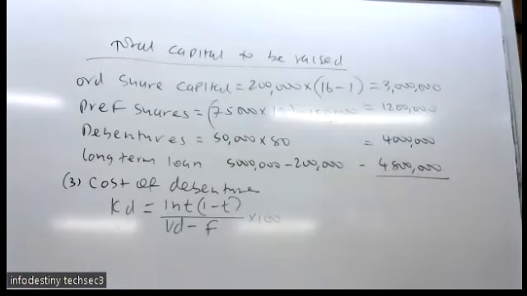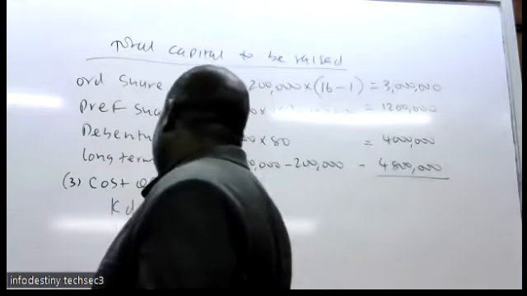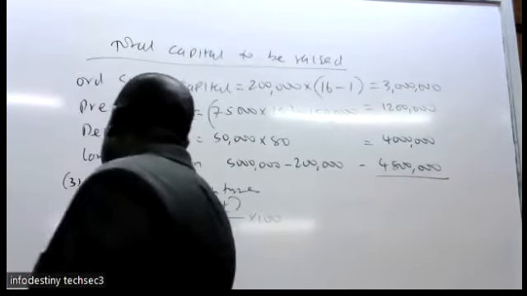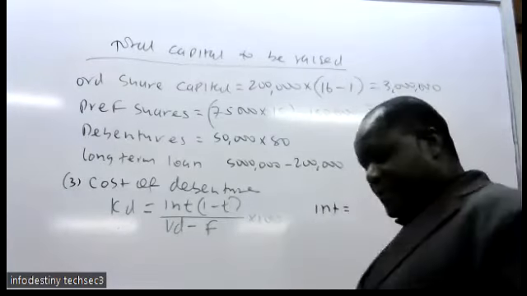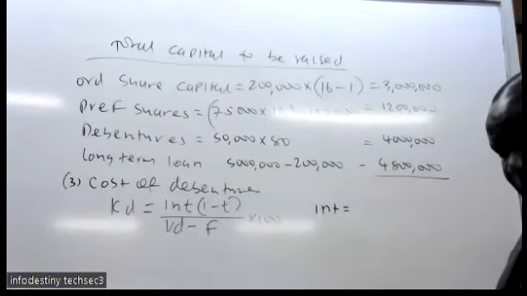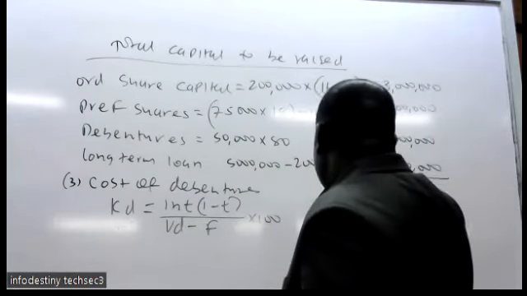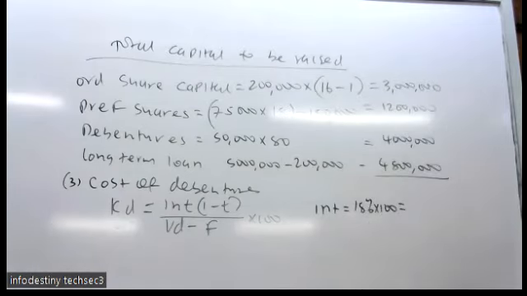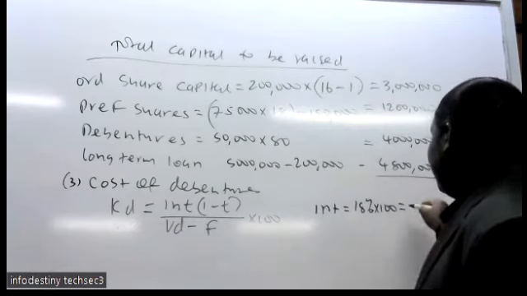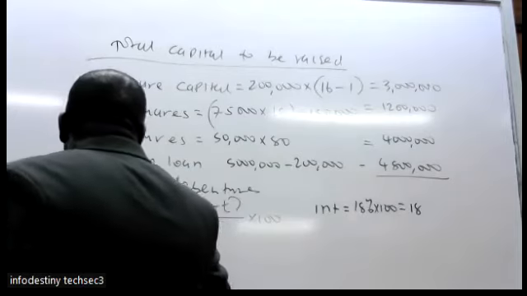When it comes to return on investment, first we compute interest. Interest rate is meant to be 18%, and the par value is 100. So we get 18% of 100, which will be how much? 18. So it will be 18.